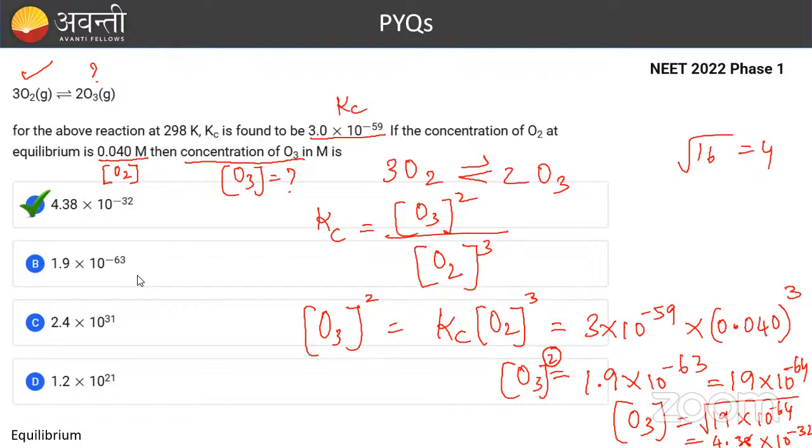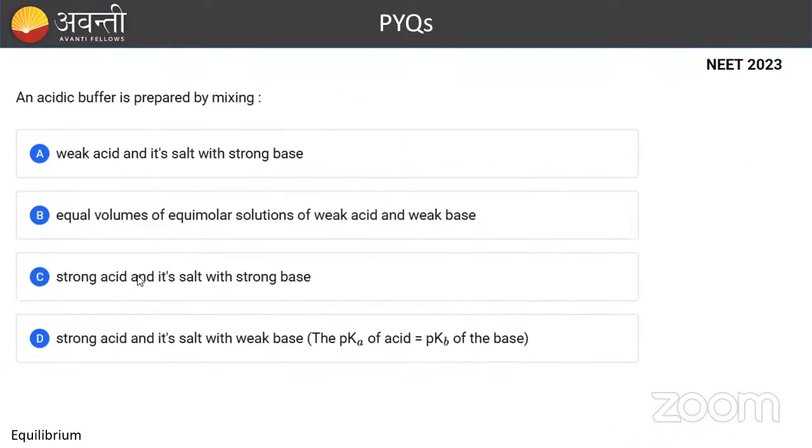Now I'll go for the next question. Question number 11 of today's session, which is a neat question again. An acidic buffer is prepared by mixing. After a long time, we have a theory-based question here for you. Can anyone find out the answer? This is a question from buffer solution.